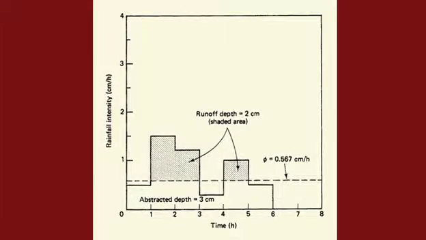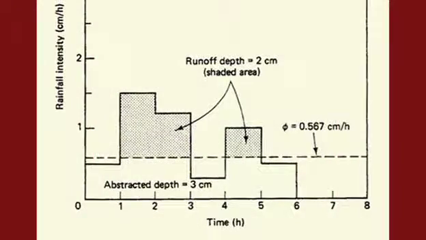The phi index is defined as the constant infiltration rate to be subtracted from the prevailing rainfall rate in order to obtain the runoff depth and volume that actually occurred. The phi index is calculated by trial and error.